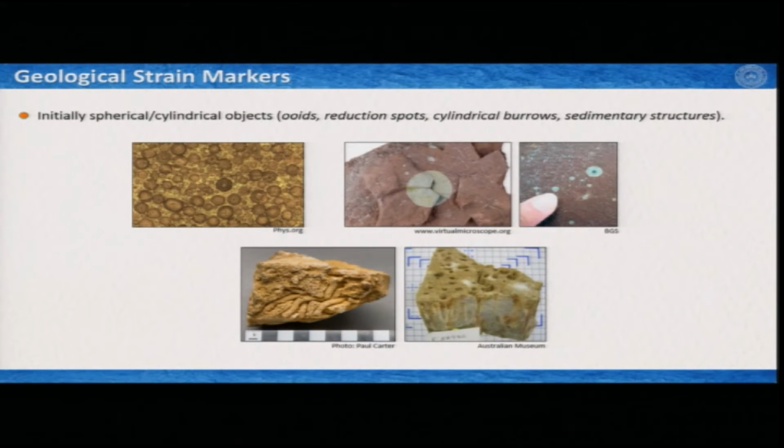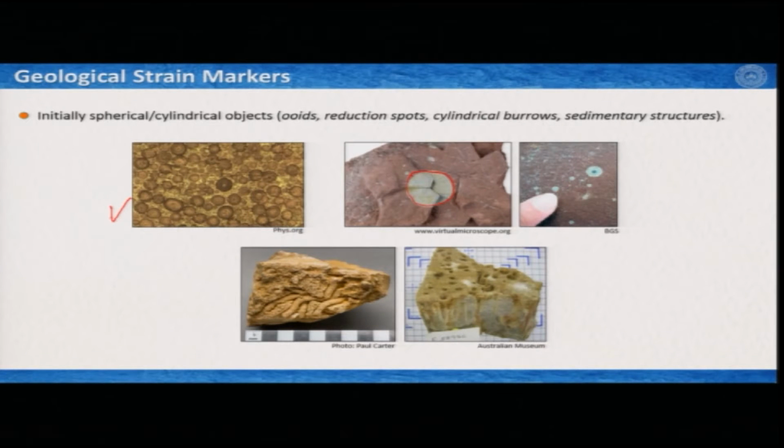Now, let us have a look at some spherical or cylindrical objects, and here we mostly use some fossils and some typical geological features. What we see in the first image is a microstructure. This is ooids. This you mostly find in limestones, and then also in limestones you find a very typical geologic feature, which in this case is this circular thing that is known as a reduction spot. So, these are very much circular and these are excellent strain markers.